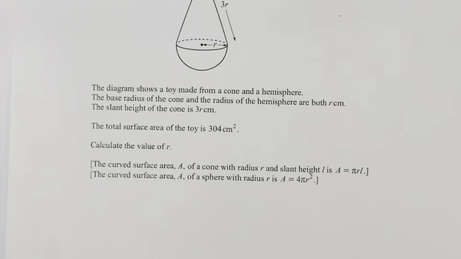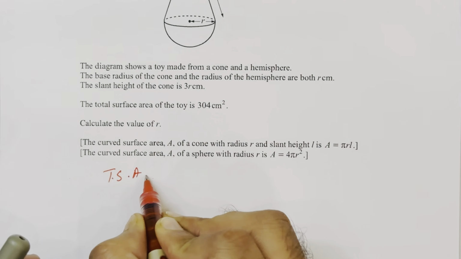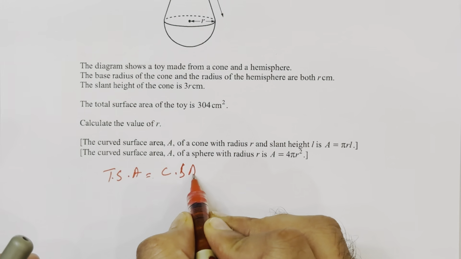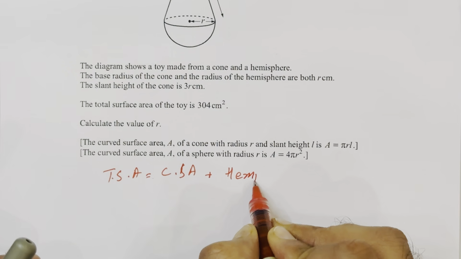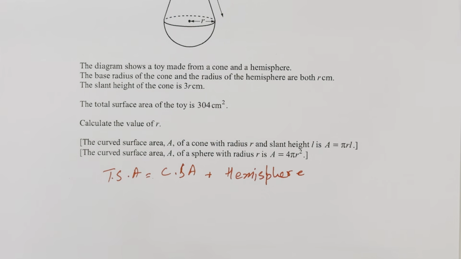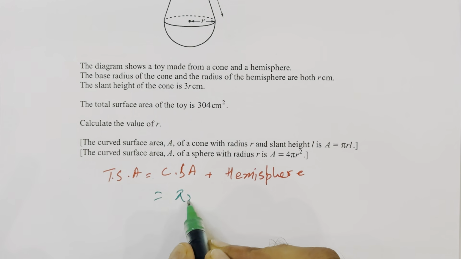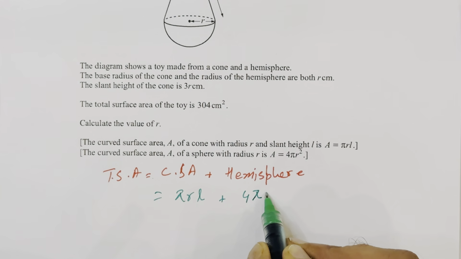The curved area of cone is also given, pi rl, and the curved surface area of the sphere is given, but the shape is carrying hemisphere, so you have to divide it by 2. Now we have to calculate the value of r. We know that the total surface area has a formula: curved surface area of cone plus hemisphere. And we know that the formula for the curved surface area of the cone is pi rl, and for hemisphere we have to divide it by 2.